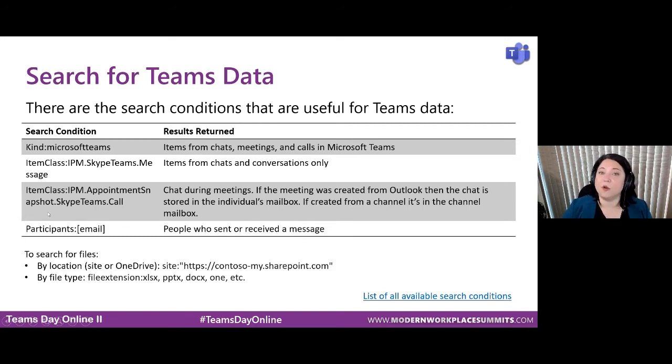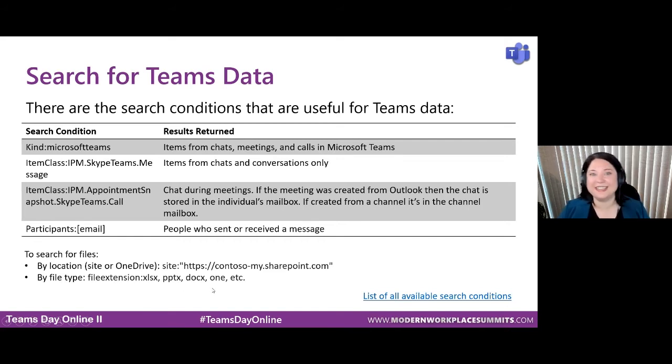If you wanted to get even more specific, you could use the participants property, where you can put in somebody's email, and if they either sent or received a message, it'll return the results. And then, of course, you can do things like date ranges to get even more specific. If you want to search for files, people either want to do that by location, for which you can use the site property, or they want to find all OneNote files or something in a certain location, so you can narrow it down further.